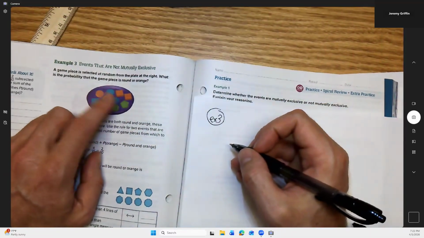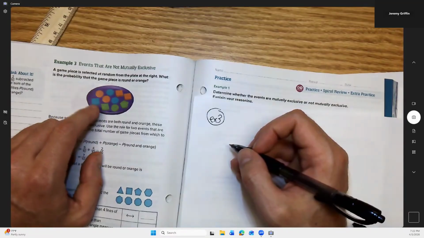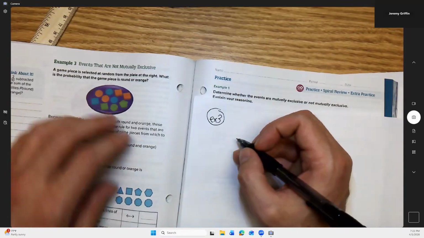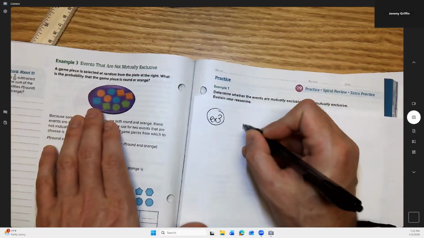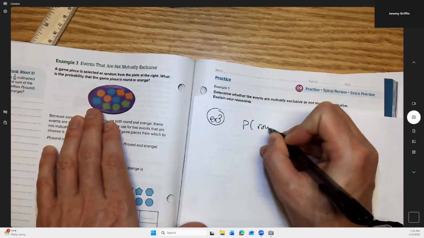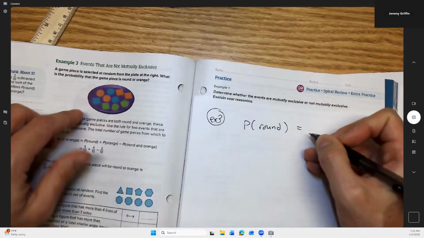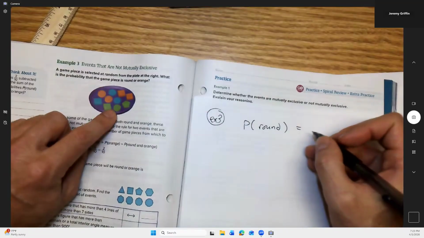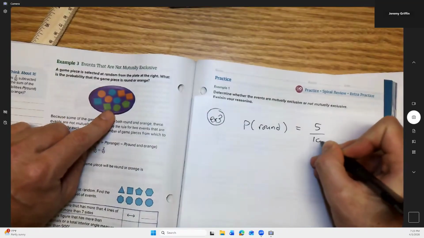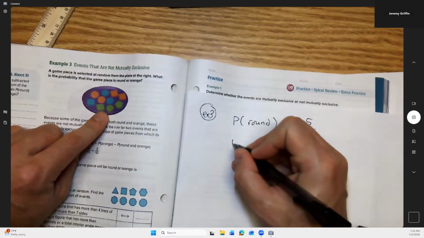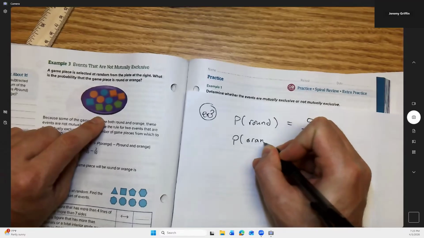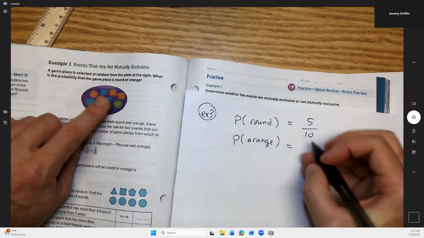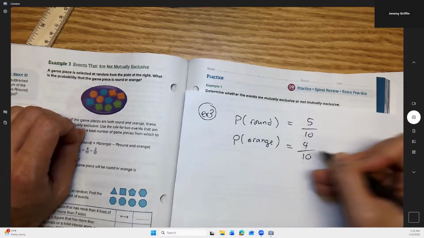1, 2, 3, 4, 5, 6, 7, 8, 9, 10. Let me double count. Yeah, so there's 10 pieces. Okay. So probability of round is, well, I see 1, 2, 3, 4, 5 round pieces. There are 5 round pieces out of 10 total. Okay. Probability of orange is, well, there's 4 orange pieces out of 10 total.